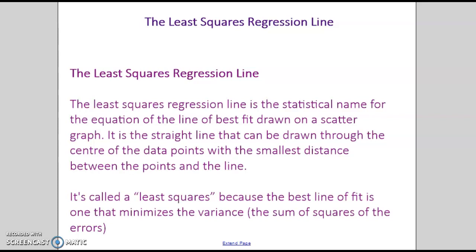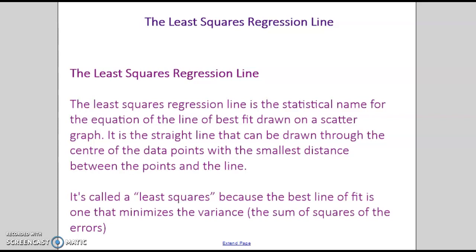The least squares regression line is the proper official statistical name for the equation of the line of best fit that we draw on a scatter graph. So when we looked at bivariate data at the start of this unit, we looked at using the line of best fit to make interpolation and extrapolation. But really we should have been calling it the least squares regression line, or the LSR line, because that's its proper name. And it's the straight line that goes through the centre of the data points.